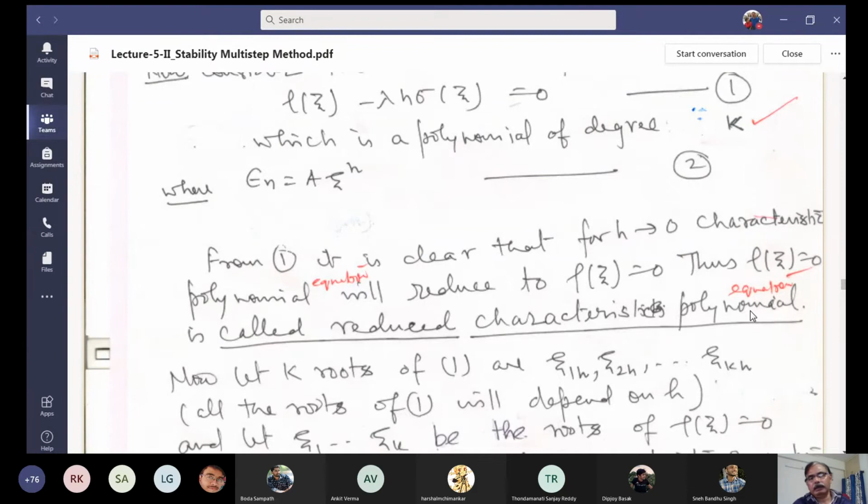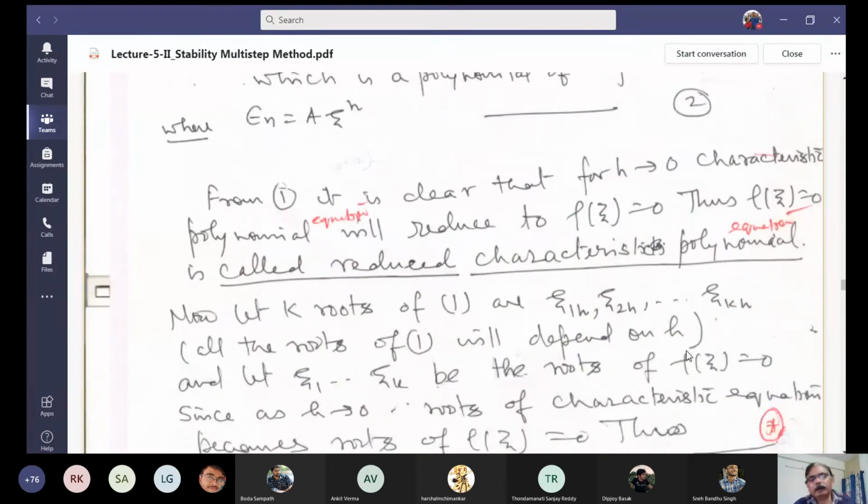Now, in general, if you see this characteristic equation, rho xi minus lambda h sigma xi equal to 0, this depends on xi as well as h, because h is introduced from our side. So let us say the roots of this rho xi minus lambda h sigma xi are xi1 h, xi2 h, up to xik h, right? These are the roots of your characteristic equation.